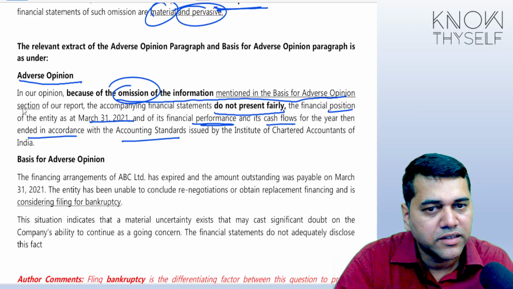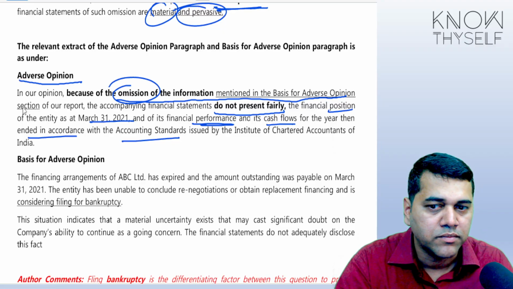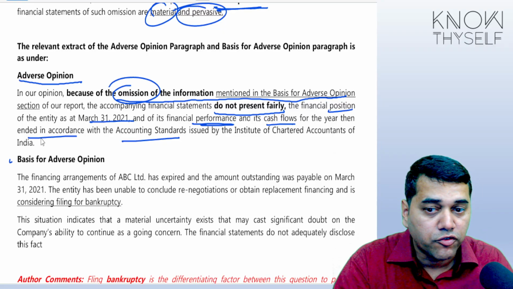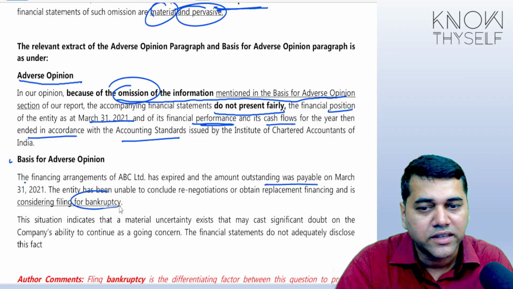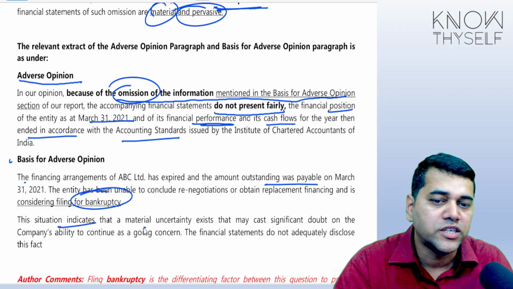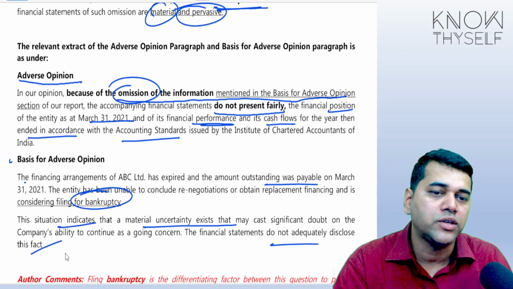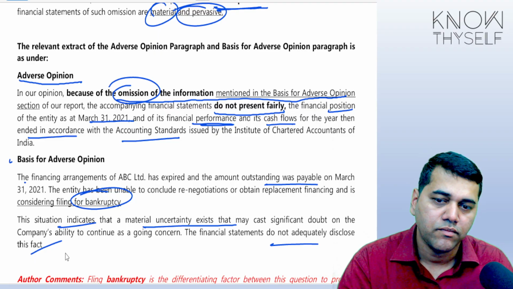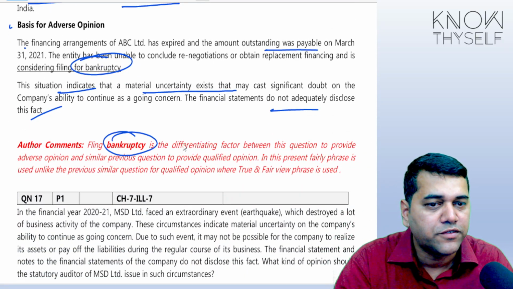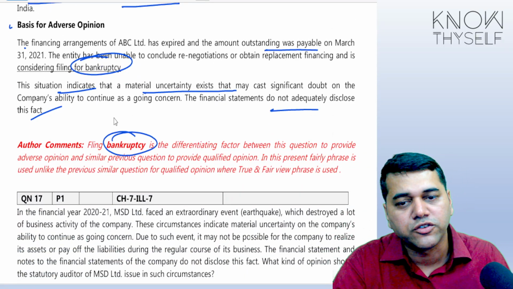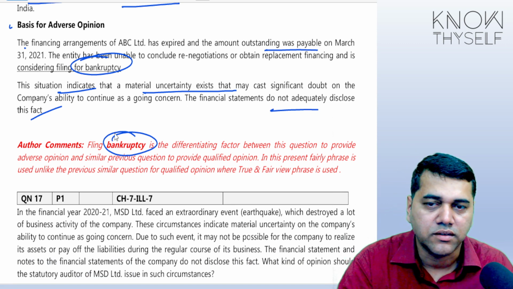First para will remain the same. We have been appointed, we have audited the financial statements of so and so. That will remain the same. Second, you have to write a basis of opinion also. So you will write the story that the amount was payable on so and so date, the bank is considering bankruptcy, the situation indicates uncertainty, and they do not disclose the fact. That is why they are going to issue the adverse opinion. So filing of the bankruptcy is the differentiating factor between your adverse opinion and the other. So that way you can think.